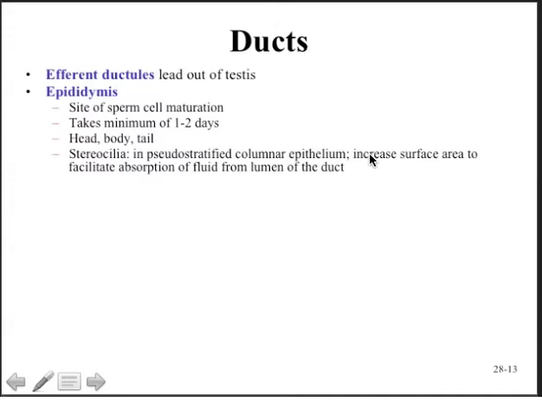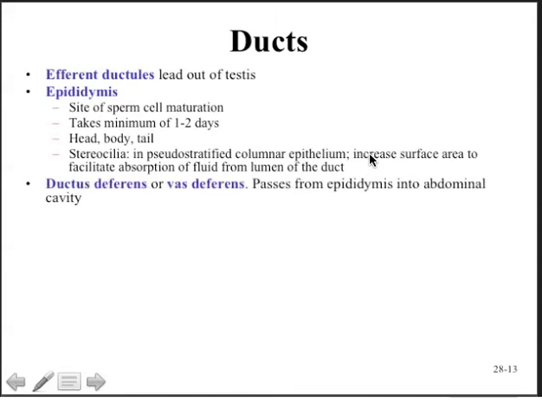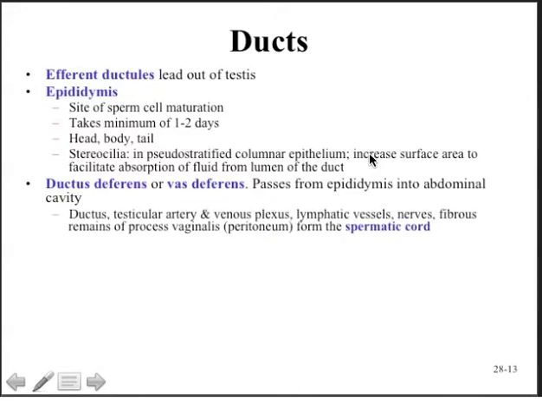One of the things also that we have to appreciate about the epididymis is this is where the sperm learn to use their flagella for motility. The vas deferens pass from the epididymis into the abdominal cavity. The ductus, testicular artery, venous plexus, and lymphatic vessels, nerves, and fibrous remains of the processus vaginalis form the structure known as the spermatic cord.